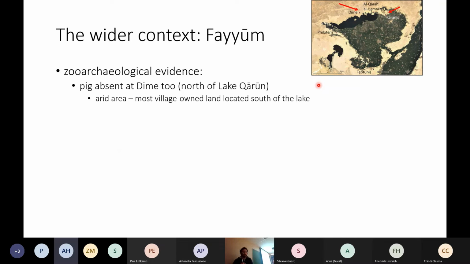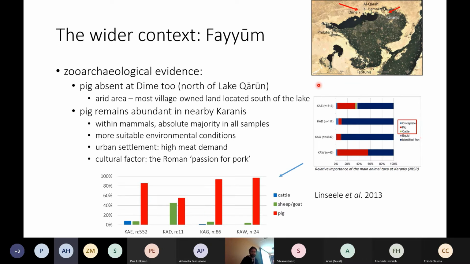And papyri also tell us that most of the village-owned land was located south of the lake, perhaps because it would have been more productive. However, as soon as we move to Karanis, which is here, more within the more fertile area of the Fayyūm, we see that the assemblages have a lot of fish, but also quite a lot of mammals, and within the mammal remains, pig is basically the dominant species. And so this is a very, very strong difference compared to what we see in Karal Hamra and Dime.